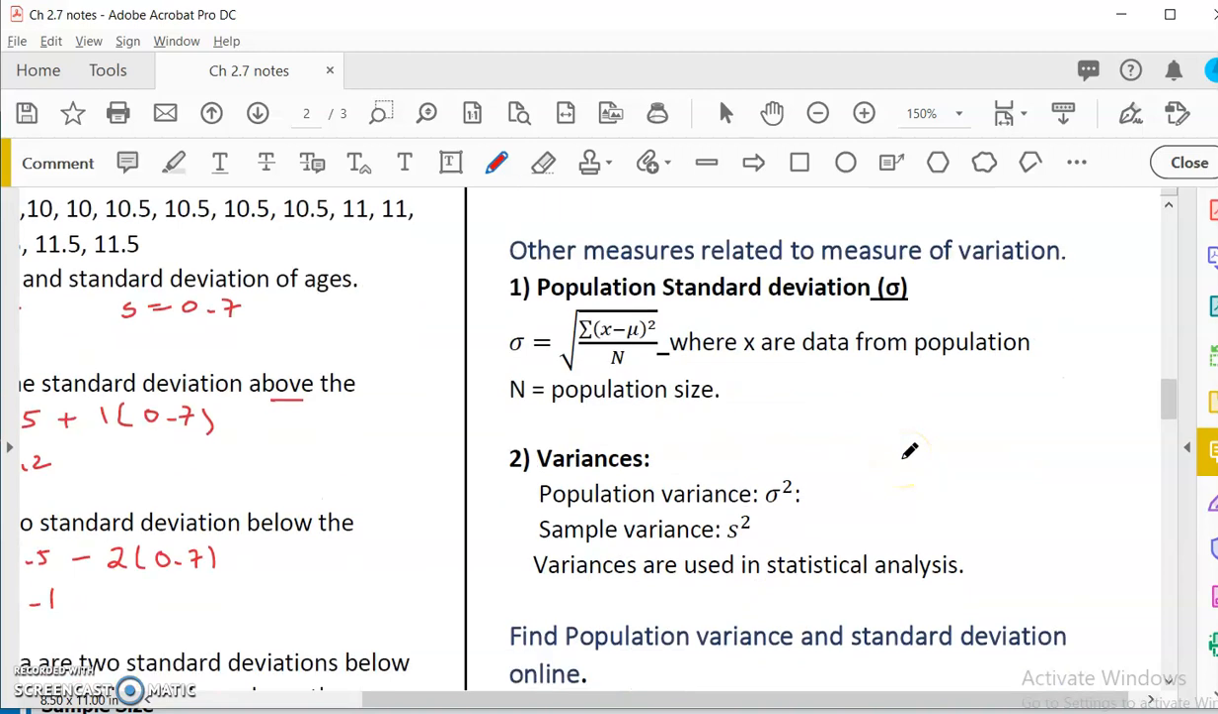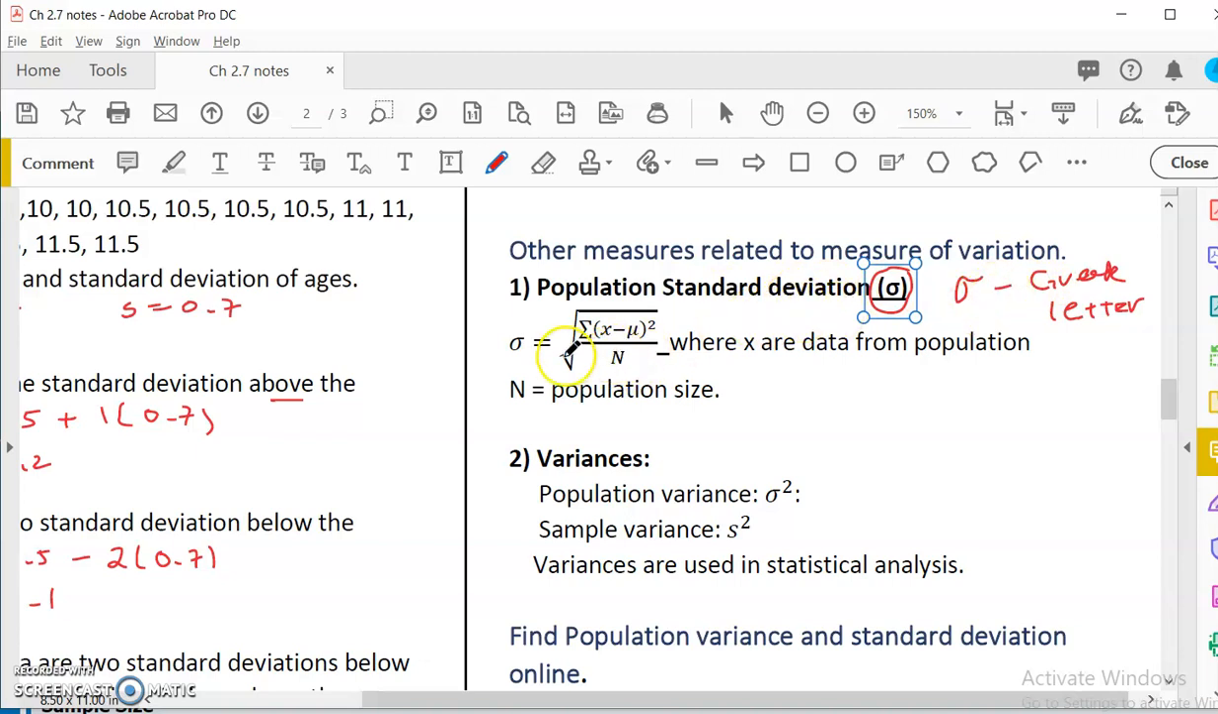Other measures of variation: other than range, IQR, and standard deviation, there are two measures that you need to be aware of. One is the population standard deviation. We seldom need to calculate it because often we don't know it and we use s to estimate it. But the important thing to know is that the symbol for population standard deviation is sigma, a Greek letter, just like mu. Anytime we have a population parameter, we tend to use Greek letters. So population standard deviation is sigma.